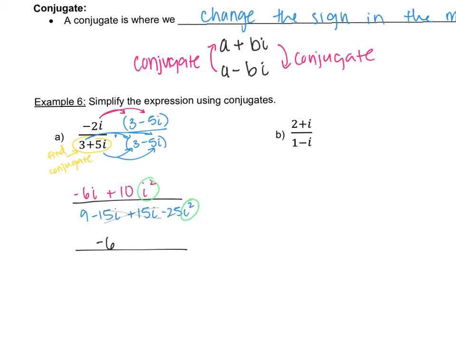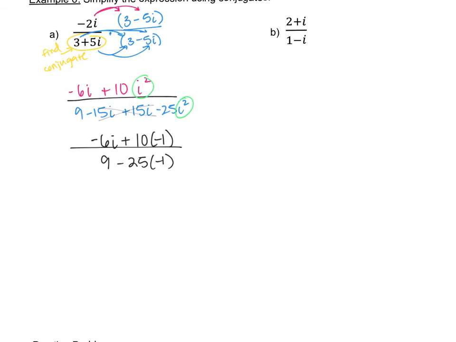So the top will be negative 6i plus 10 times negative 1, and the bottom will be 9. The middle terms cancel, and then there is a negative 25 times negative 1. So I'm replacing that i squared with a negative 1. From here, let's just clean up the top a little bit. So we have 6i minus 10 if I multiply the negative 1 with the 10. These two, if I multiply, I get positive 25.